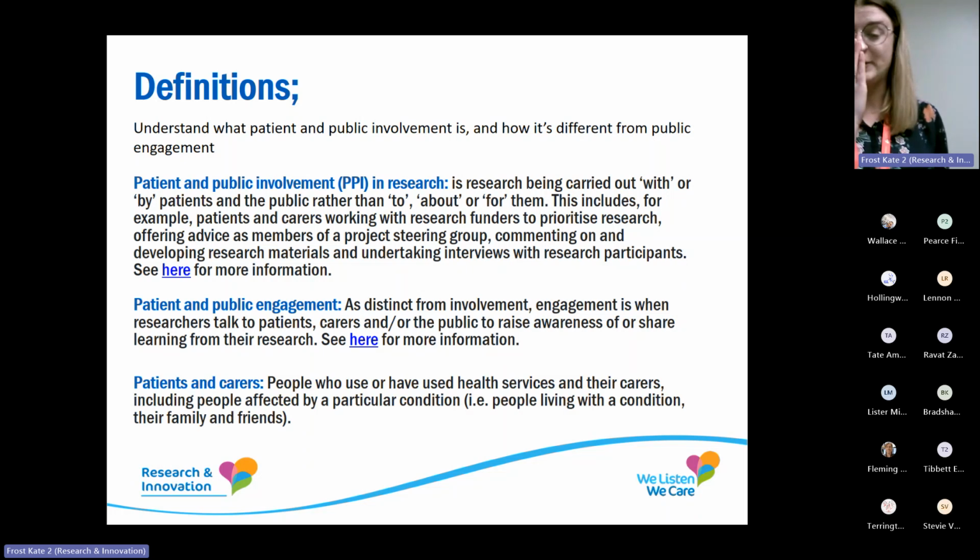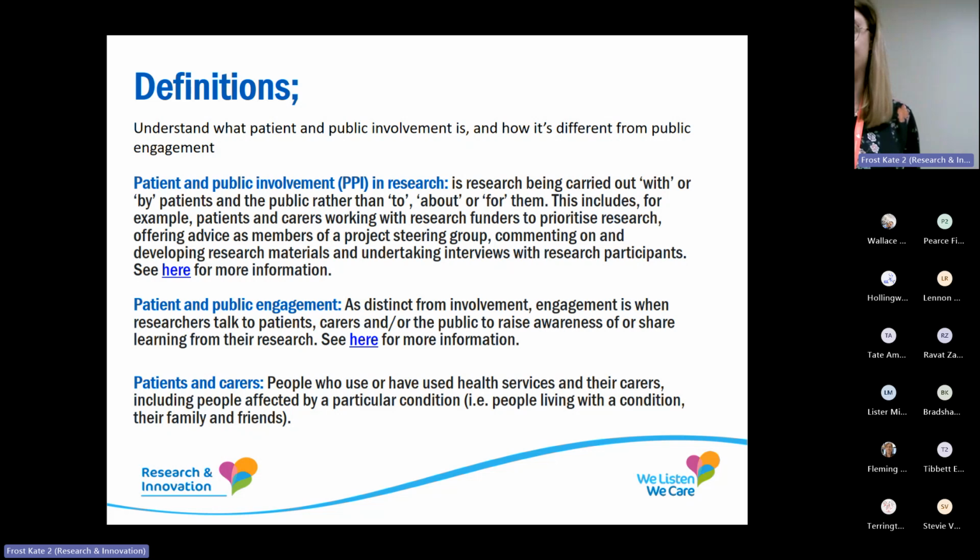And finally, we talk about patients, carers, but also the public. As we go through today's training session, it is really any of those or all of those. That's who we refer to when we say PPI. It's patients, carers, public members. It's people. It's everyone. But it's what's relevant to your specific area.